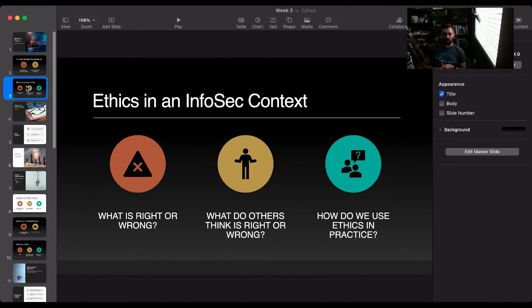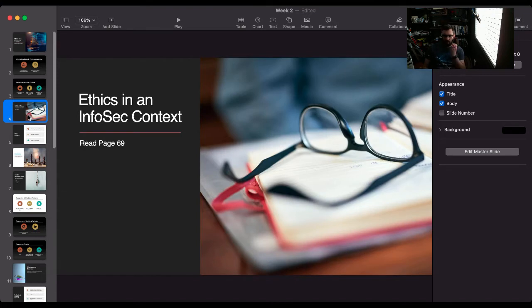So let's talk about ethics a bit in the context of this field. So we think about things that are right or wrong. What do others think is right or wrong? And then how do we use ethics in practice? And so to start off with, I'll just mention that on page 69 of the book, there's an article about ethics in information systems. Okay, you definitely should read that little article, which is about 2 pages. It covers the 10 commandments of computer ethics. Okay, you don't need to memorize things for this class in general, but I would memorize those commandments. Okay, they'll serve you well in your career.